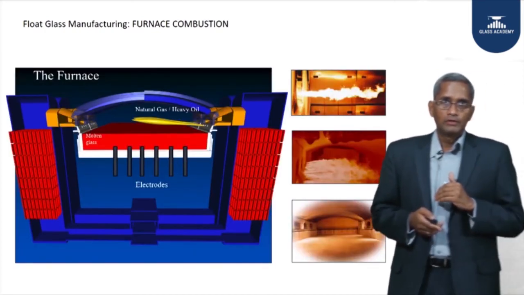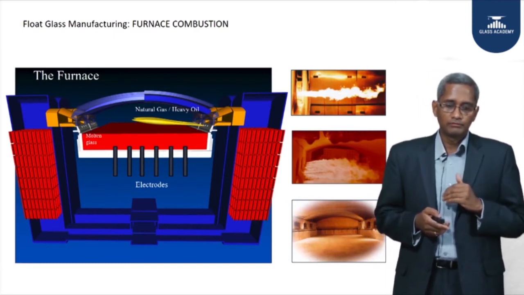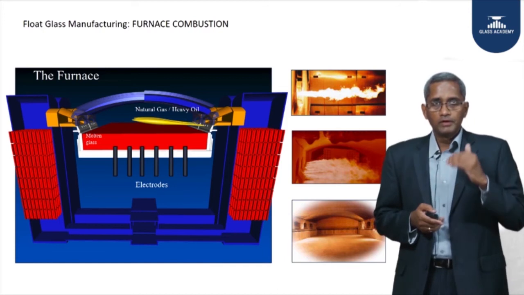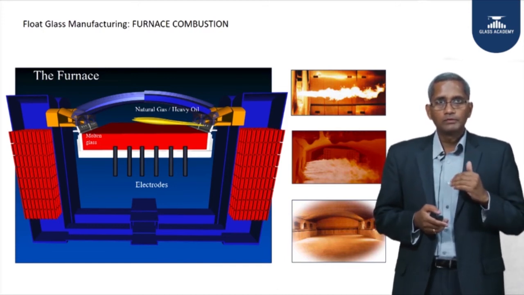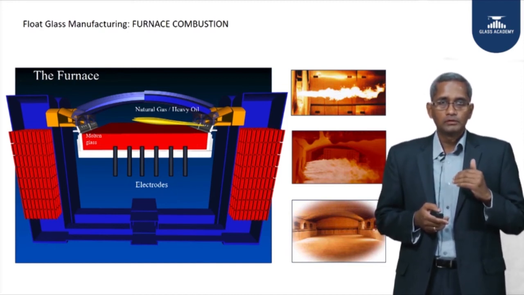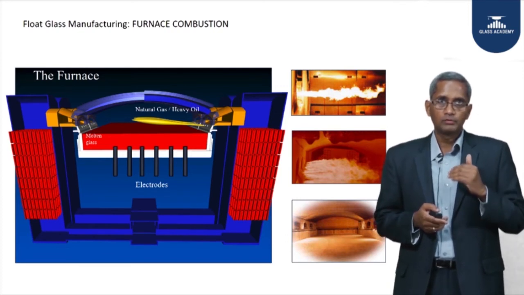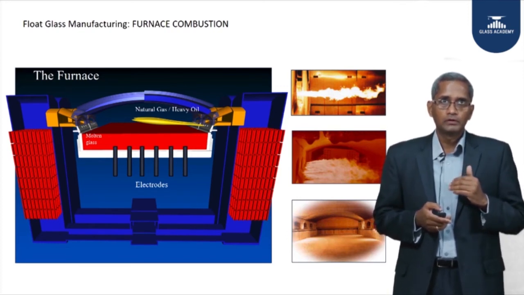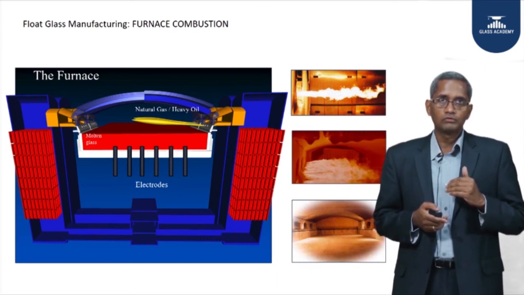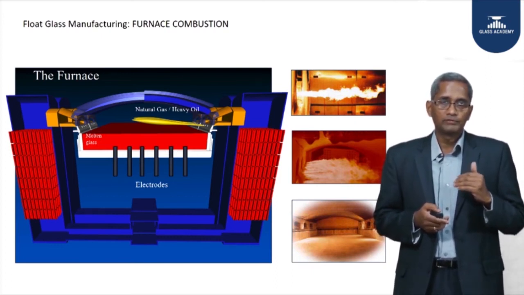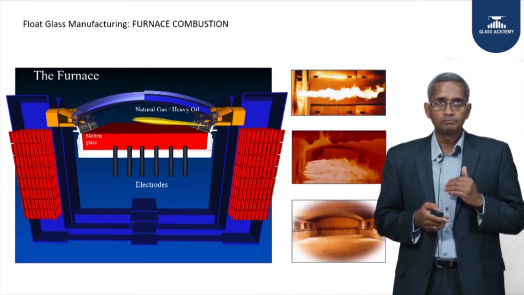You can see this is how the cross section of the furnace would look. In order to provide the 1600 degrees temperature with which we maintain the furnace, we need a lot of fuel. Most of the furnaces would use natural gas, and the plants which do not have the facility for natural gas use heavy oil. So, there are burners set up on both sides, as you can see in this diagram.